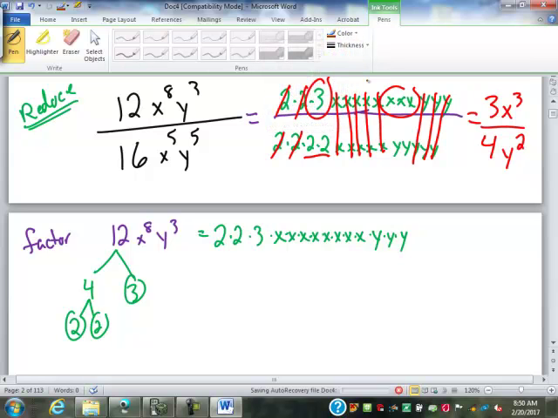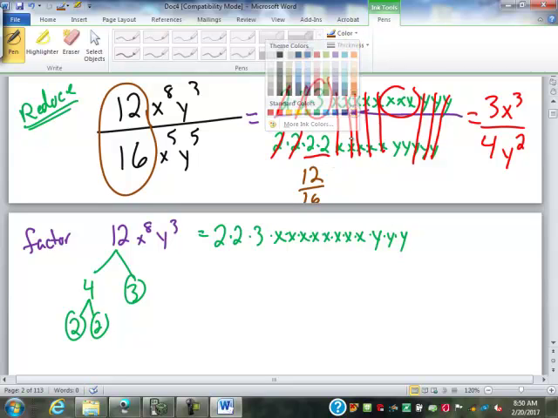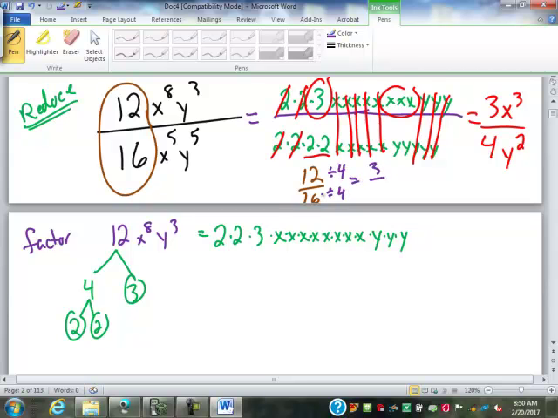Now, looking at this, we should see a lot of similarities to some of the examples we've done earlier today. 12 over 16, first of all. Both of those can be divided by what? 4. There we go. 12 divided by 4 is 3. 16 divided by 4 is 4. That gave us the number portion, the 3 over 4. Earlier, when we did x to the 8th divided by x to the 5th, how did we get the result?